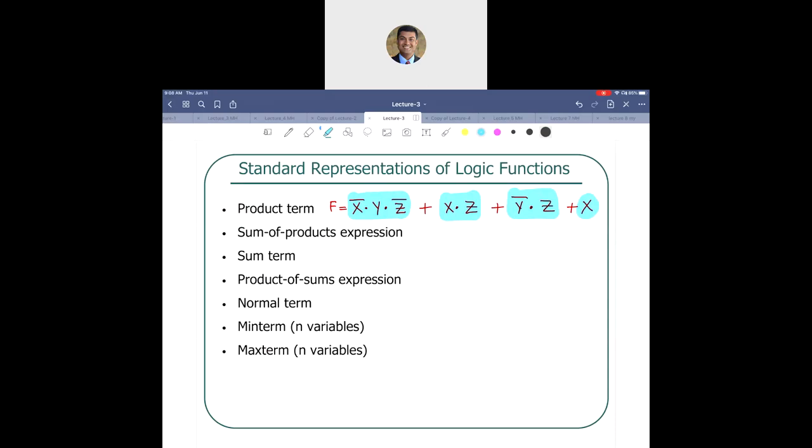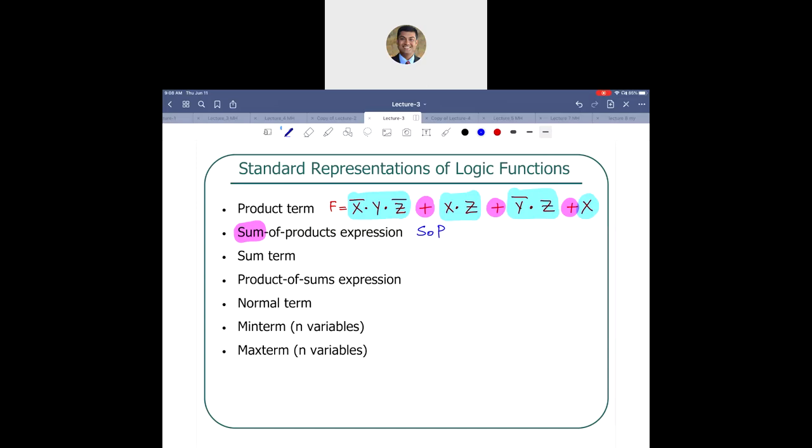How about a sum of products expression? If you have product terms and you do a sum of those products, you get a sum of products expression. In short, we write that as sum of products, SOP.